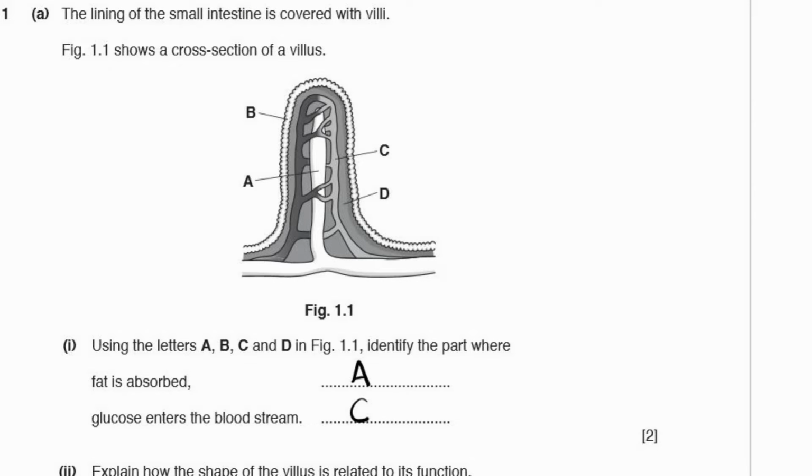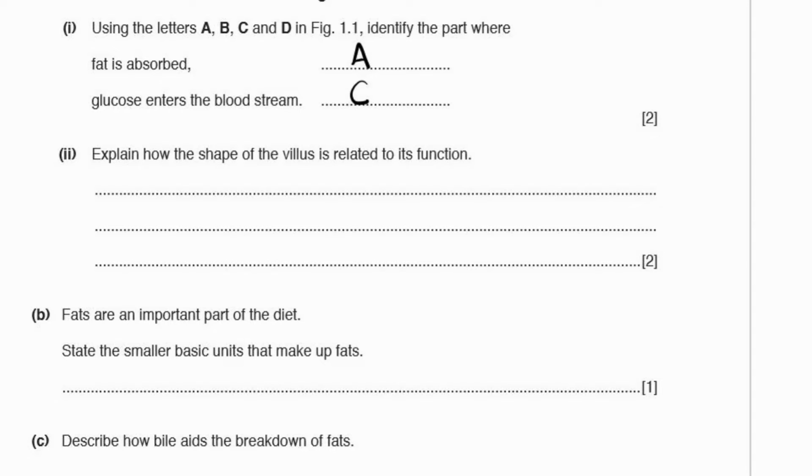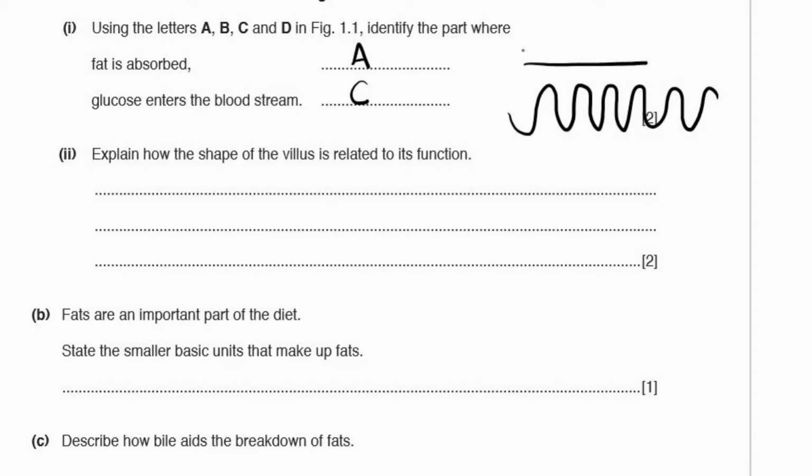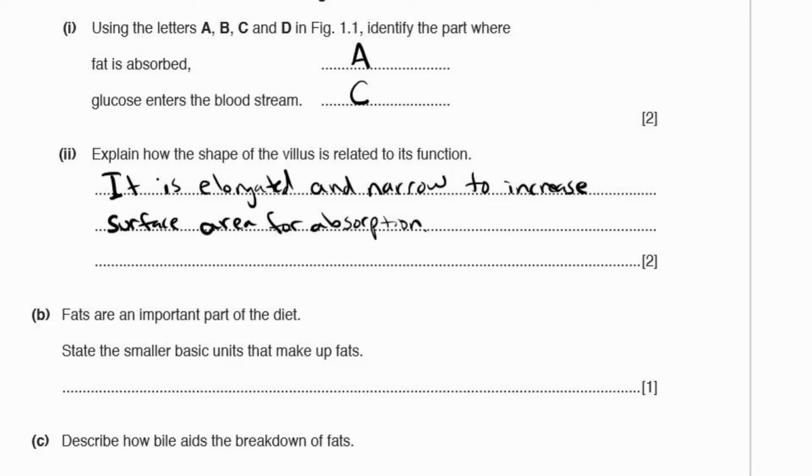All right. Explain how the shape of the villus is related to its function. Okay, so the villi are very elongated, they're very narrow, and the whole point of that is to increase the surface area for absorption. There's a lot more surface area in a structure like that than there is in just a hollow tube. And all the molecules can only be absorbed at the surface. Okay, it is elongated and narrow to increase surface area for absorption.